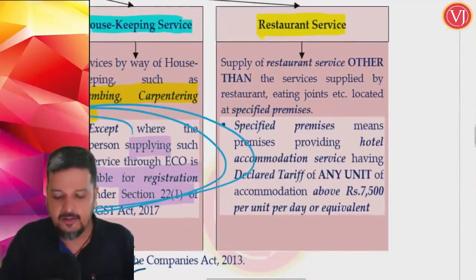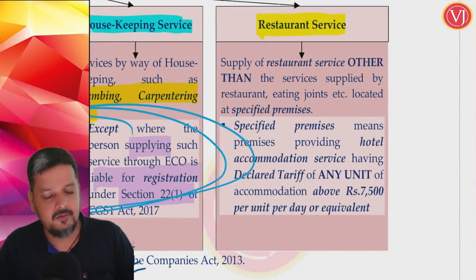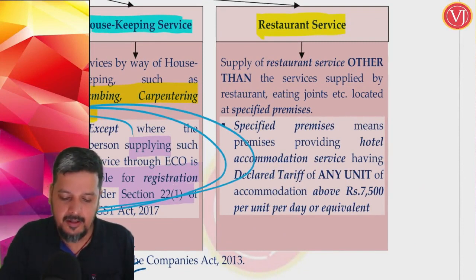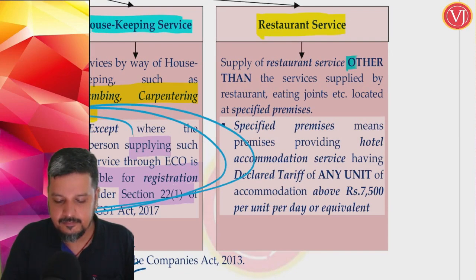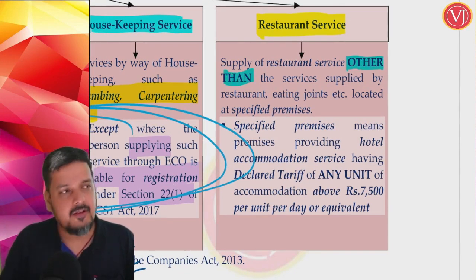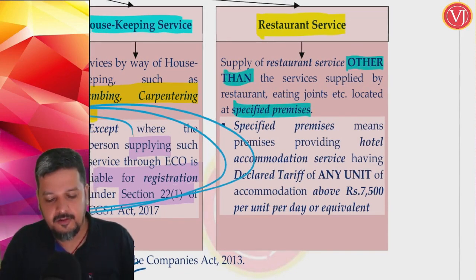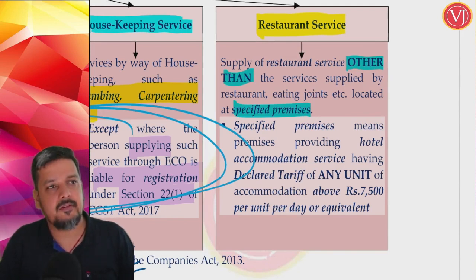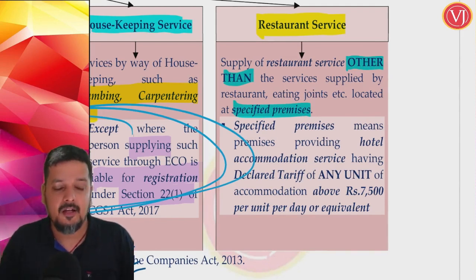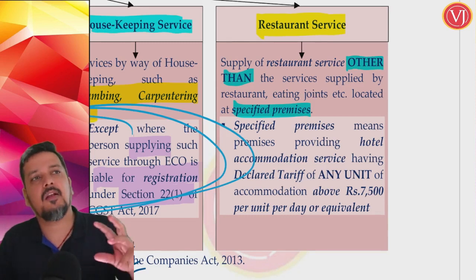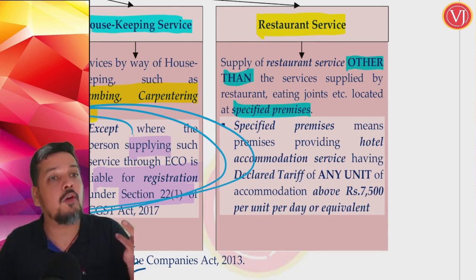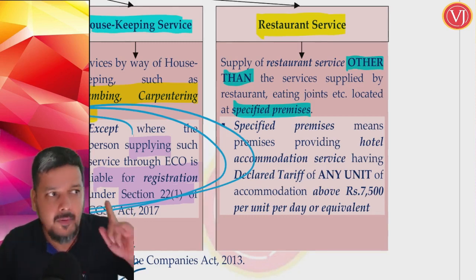And finally, restaurant services. Supply of restaurant services other than supplied through a specified premises, which means you're supplying restaurant services in the normal way, other than through specified premises. Normally, if you're ordering from Swiggy or Zomato, who will pay GST? Swiggy, Zomato. But wait, there is an exception.